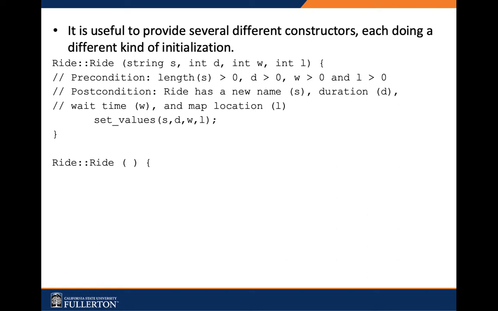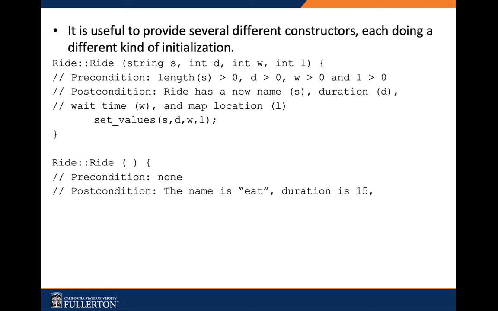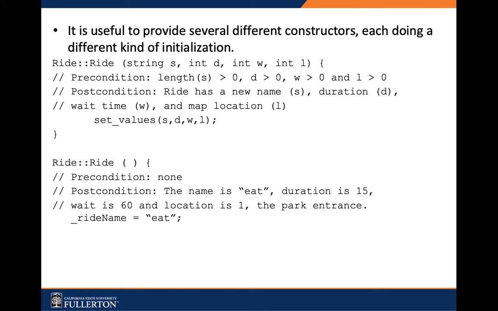The default constructor will initialize the data members of the calling object with some values. So we don't have any precondition, and by default we say that the name of the write is it, the duration is 15, the wait is 60, and the location is 1, which is a park entrance. Please note that the 2 constructors are prefixed with the class name followed by the scope operator, which is double colon, and they have no return type.